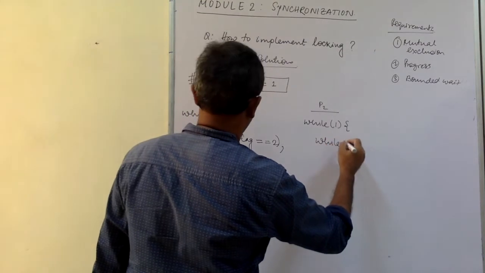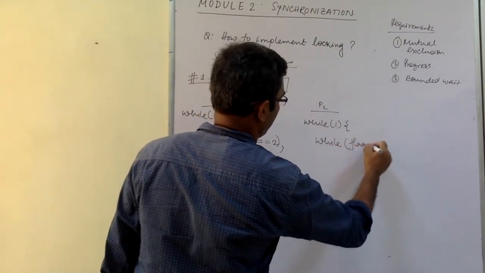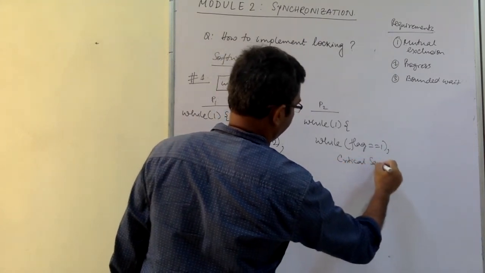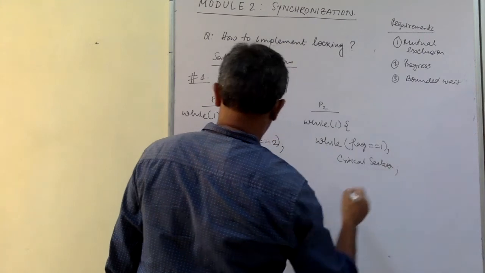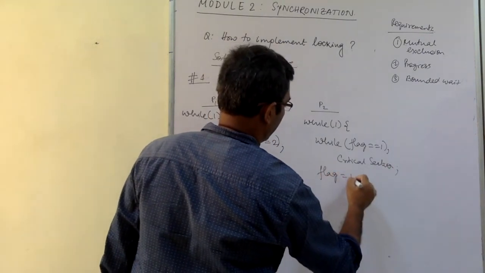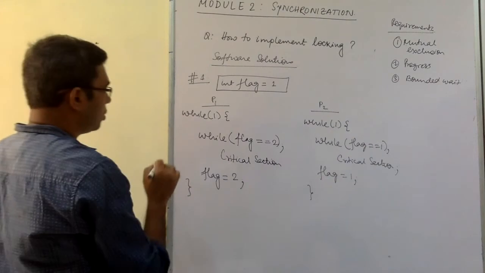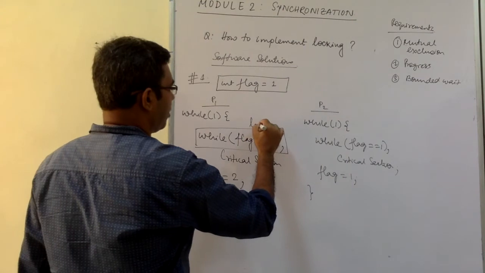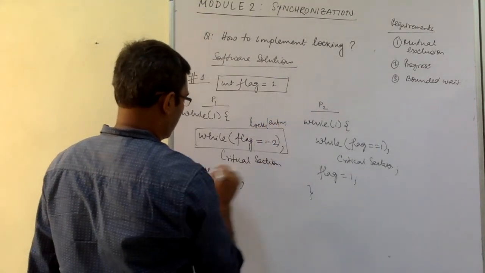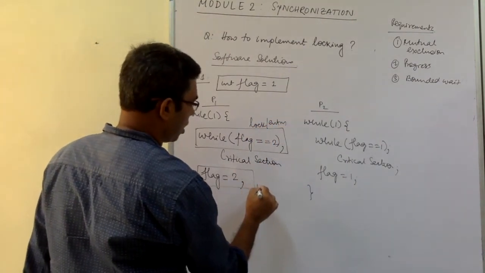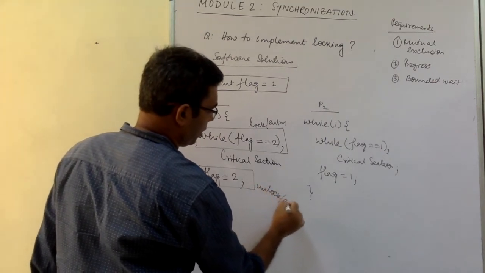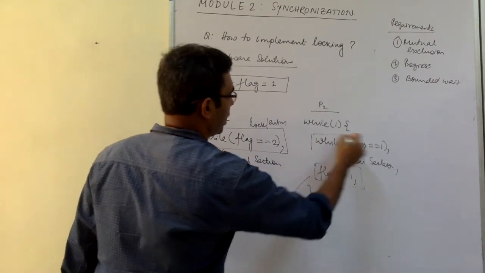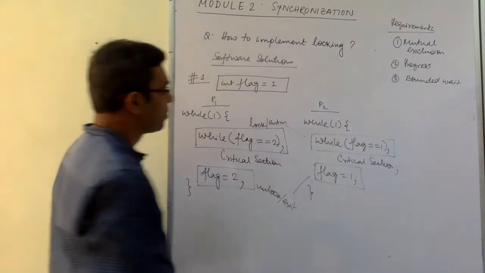So we will have a condition check which is equal to 1, and this is our critical section, and we will have flag equal to 1. So this is our lock section or entry section, whatever you call it, and this is the unlock or the exit section. So that is the one that we have for this as well.